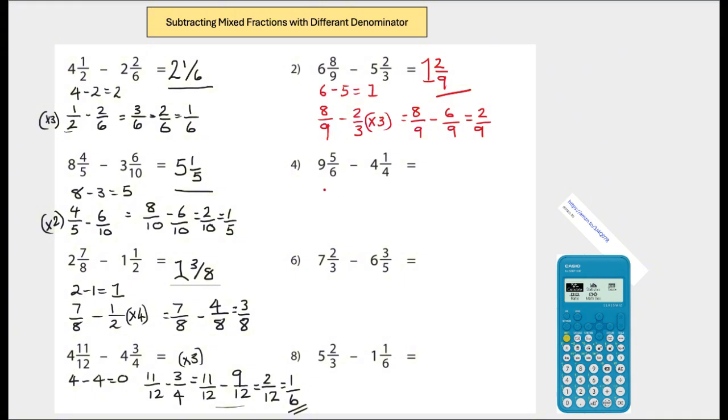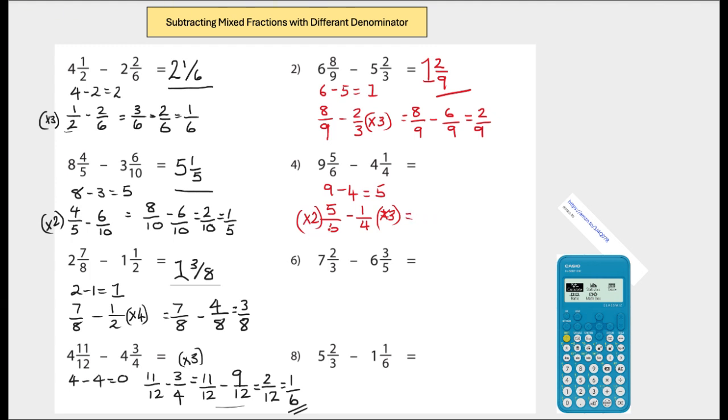Okay, so let's go for the next one. We've got 9 minus 4, and we have 5 over 6 minus 1 over 4. So we know that 6 and 4 can't go into each other as easily as the other ones have. So the next number that they can both go into is 12. 6 goes into 12 twice, so I'm going to times that fraction by 2. And 4 times 3 makes our denominators the same.